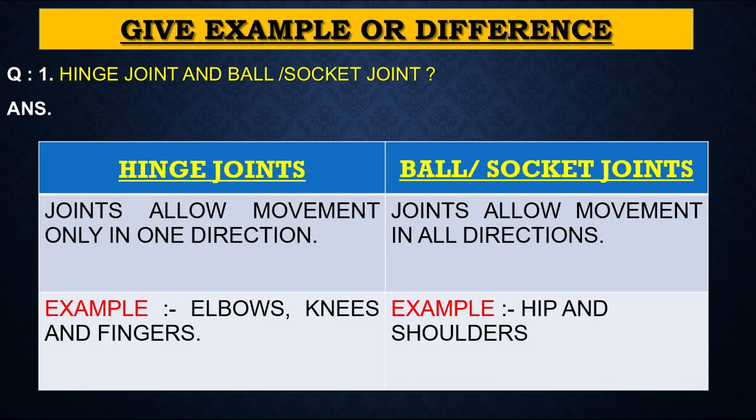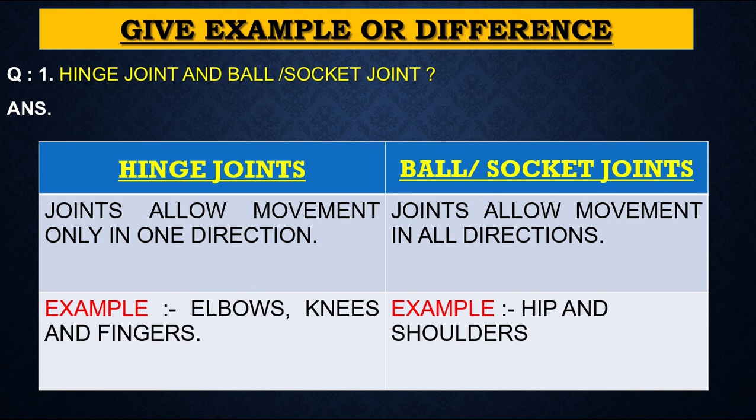Fourth, we will discuss give example or difference of this chapter. Question number 1. Hinge joint and ball and socket joint. There are 2 types of joints. Do you know how many joints are there? Please write in the comment box, and write their names also.